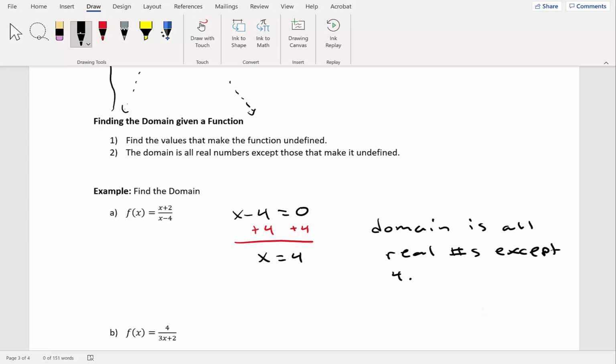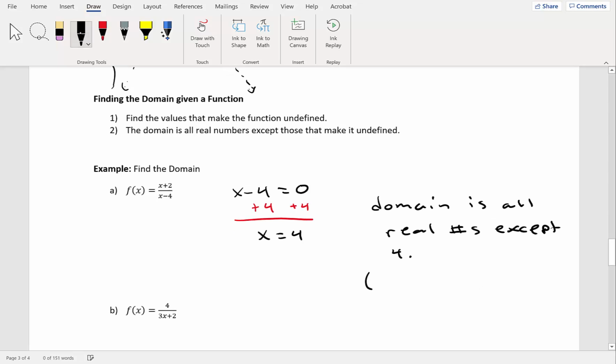Now the way to write this out in interval notation, we just have to exclude the 4. So we'll have from negative infinity to 4, and we'll have a parenthesis. This means it excludes 4. We have union, and then from 4 to infinity.